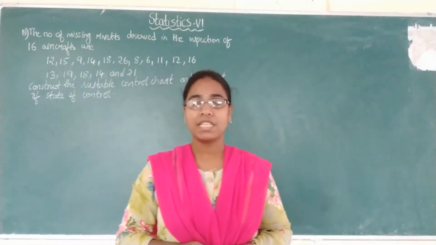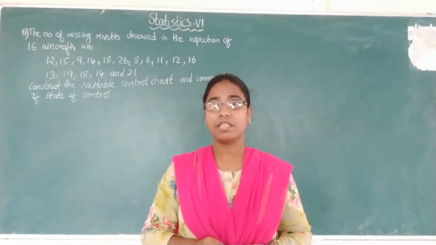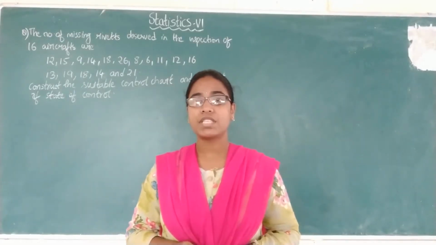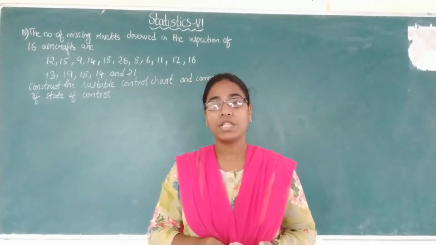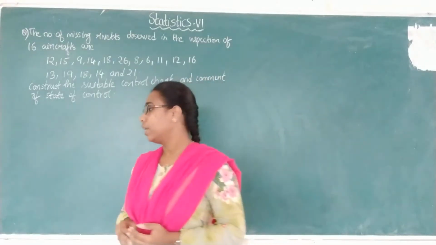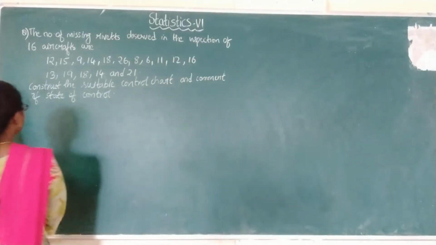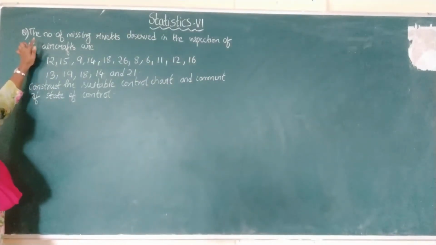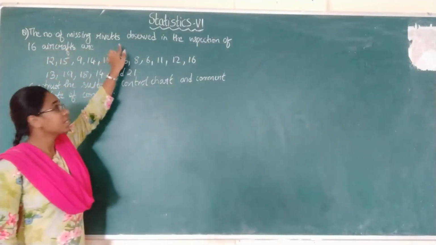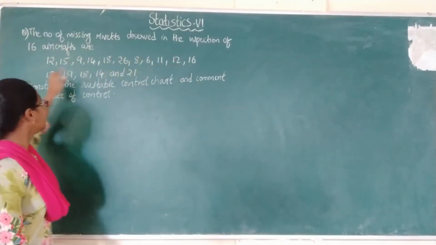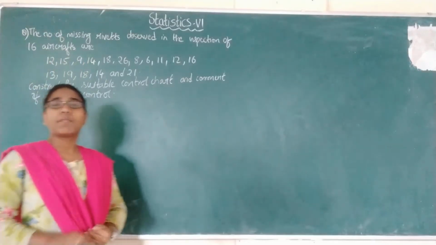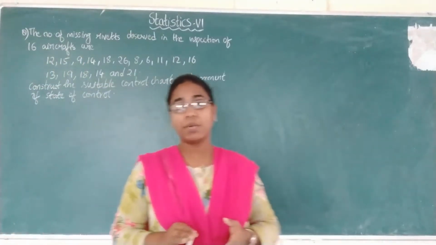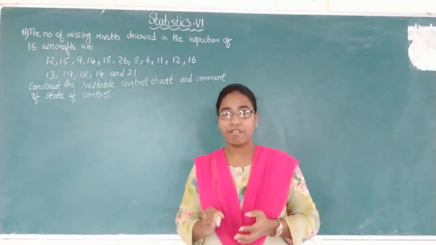Now today we will continue our class. In previous classes we have discussed the C chart and U chart. So today also we will see a problem related to it. The question is: the number of missing rivets observed in the inspection of 16 aircrafts are given. Rivets are one of the parts of the aircraft.